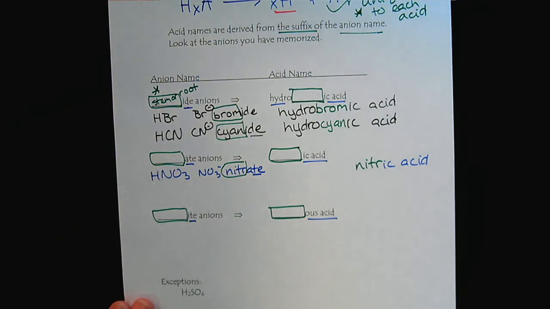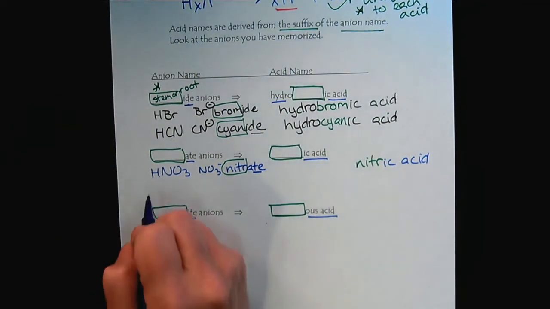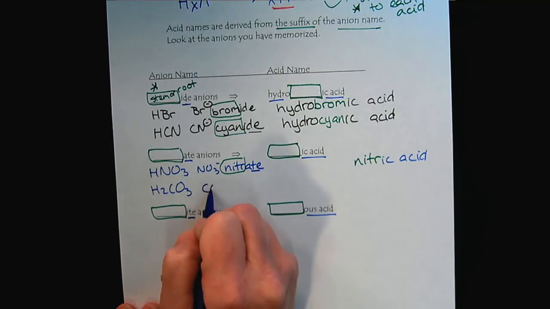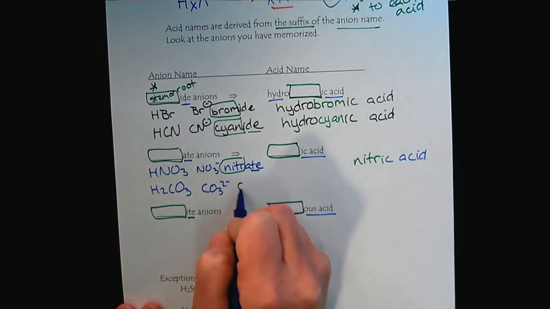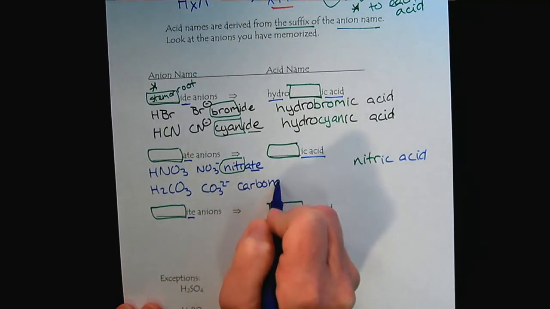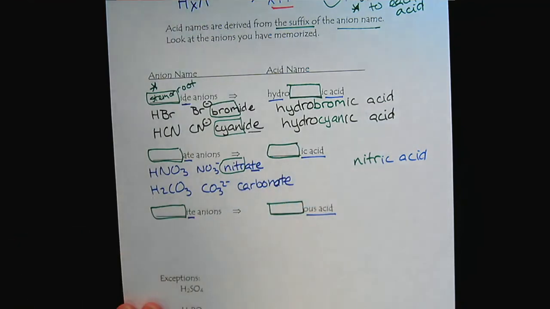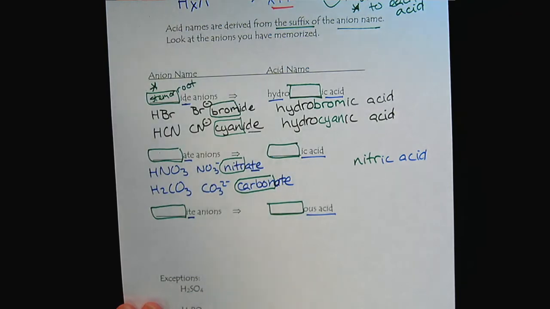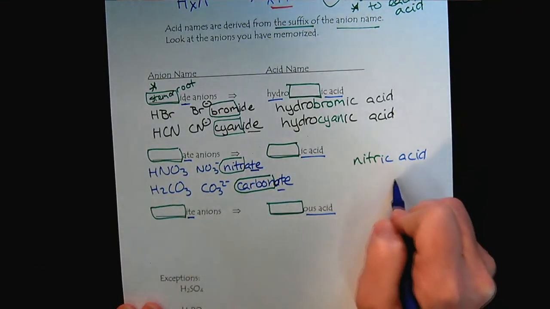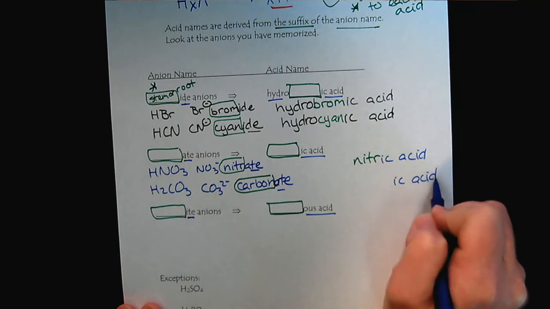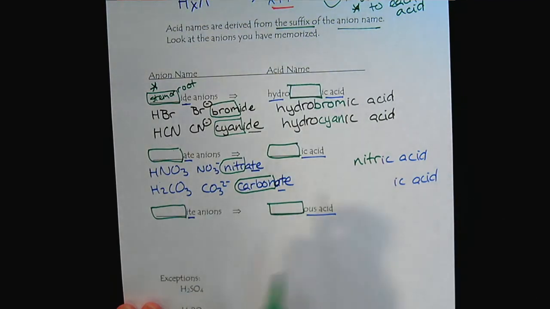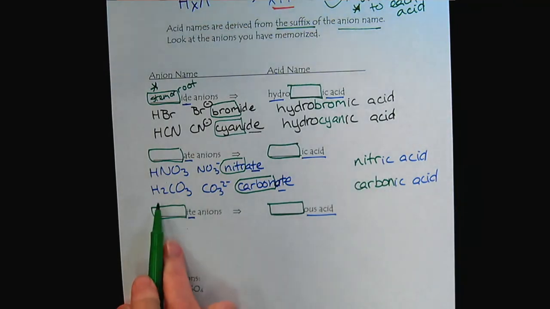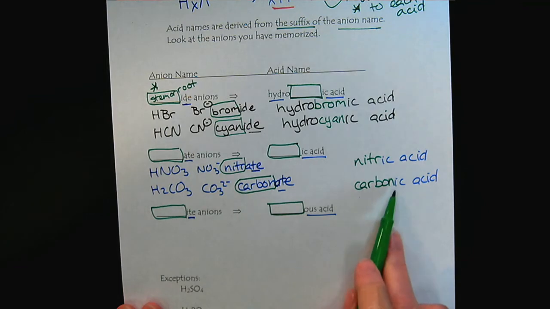Another very important acid, especially in biological systems, is H2CO3. We recognize the carbonate. Just like before, everything in front of "ate" is the stem or the root. The "ate" part tells us the -ic acid part of the name. Then we bring in the stem. So H2CO3 is carbonic acid.